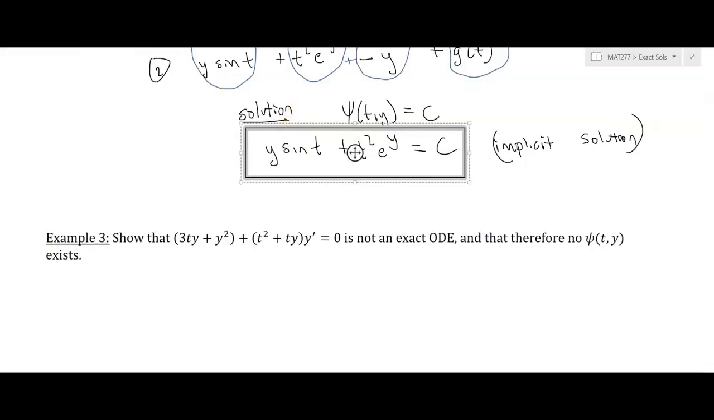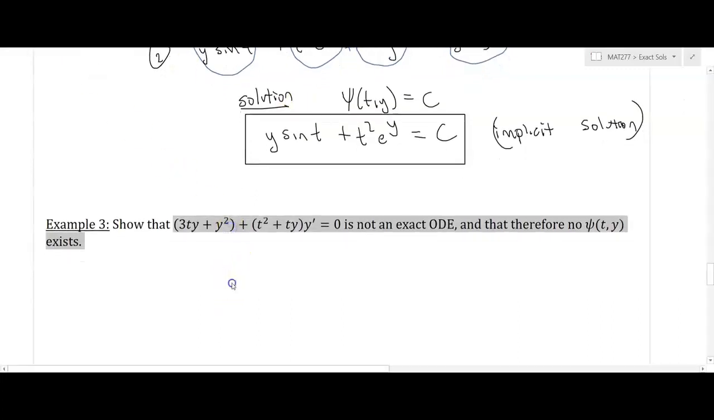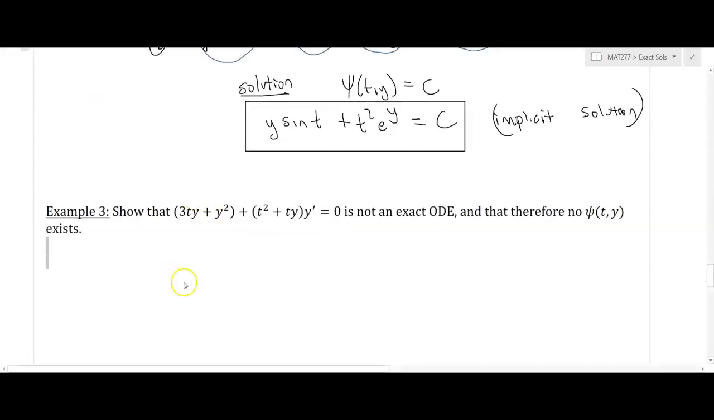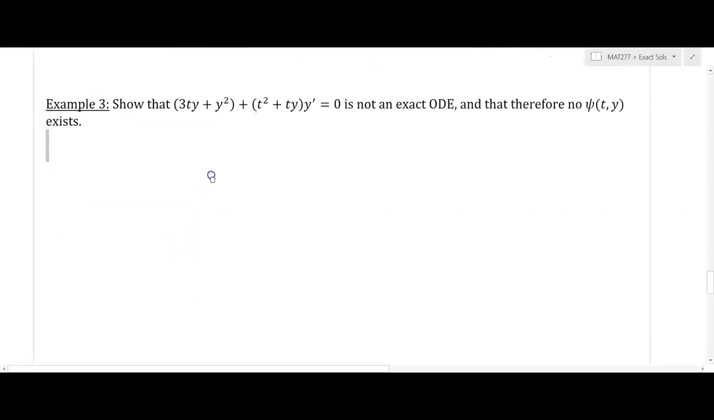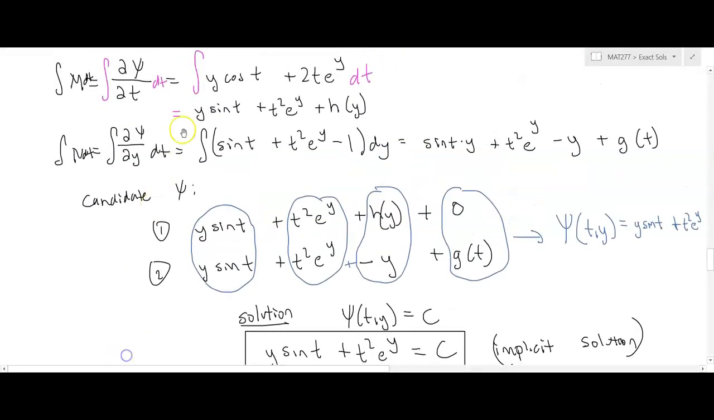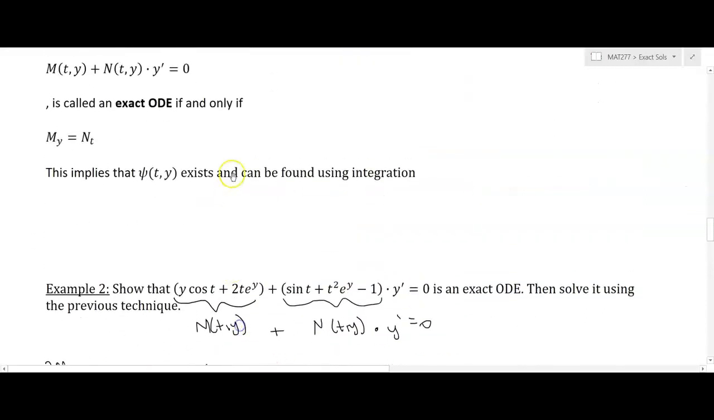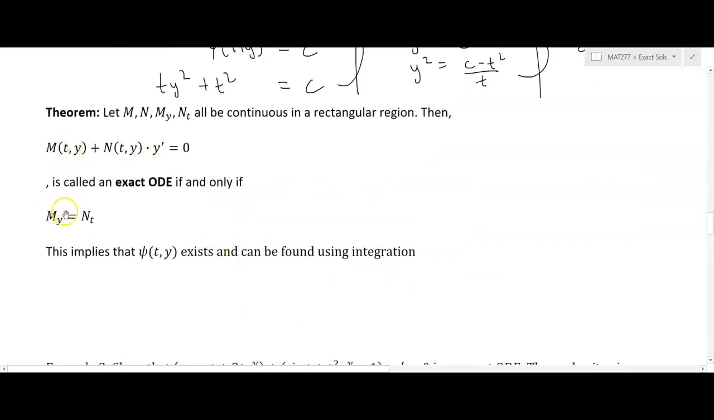Let's take a look at a situation where this all fails. Because of course we want to know, what do we do then when this is not an exact equation? So once again, we identify the pieces. This is m of t comma y, and this is n of t comma y, times y prime. These things added together do give me 0. It matches the template.